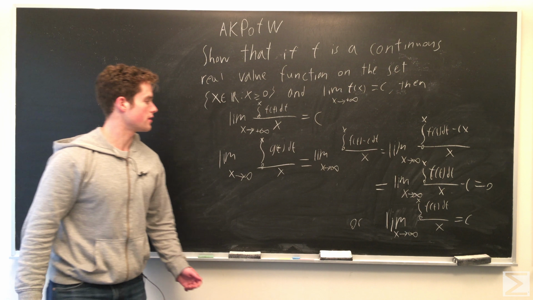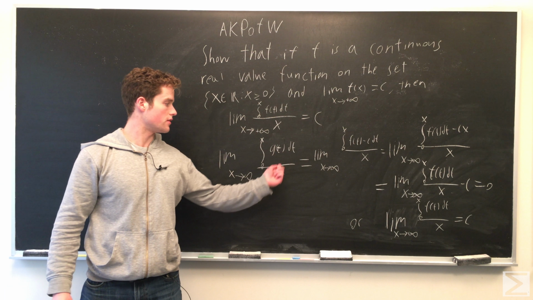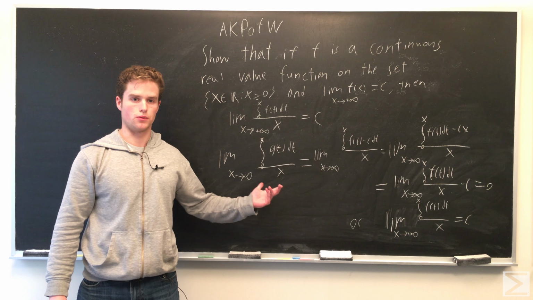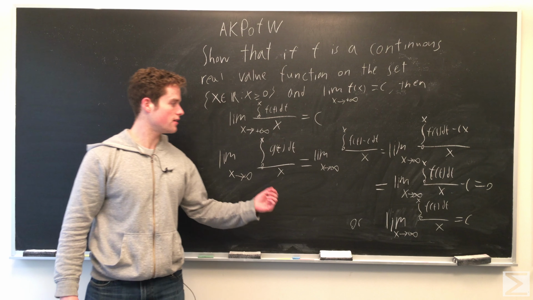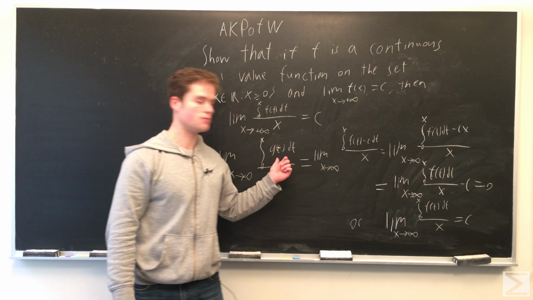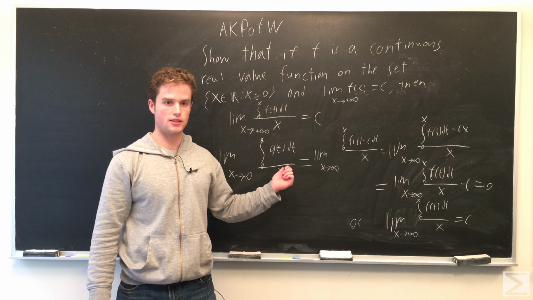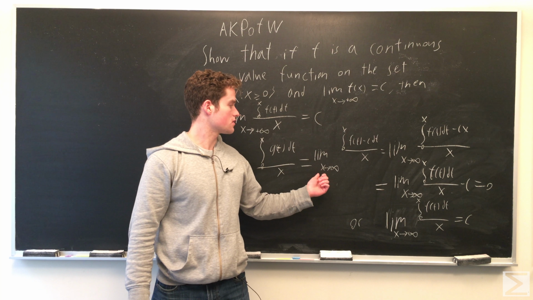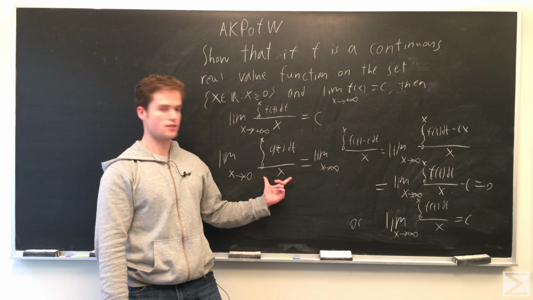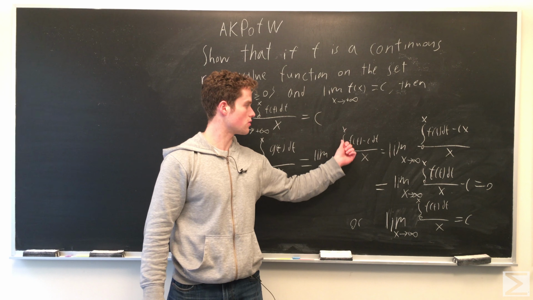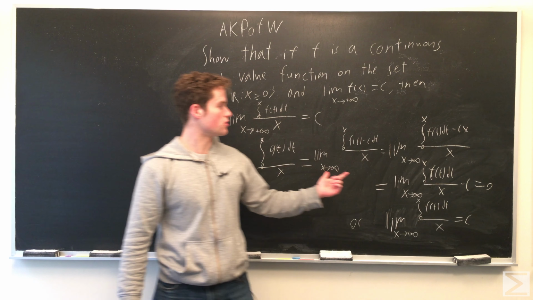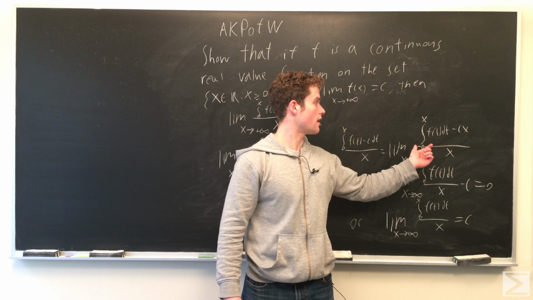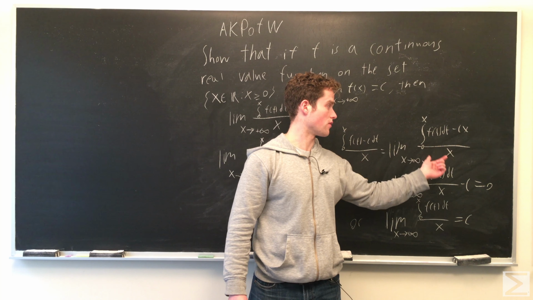So now that we know the integral from 0 to x of g of t dt over x goes as close as we want to 0, or just equals 0, as x goes to infinity, remembering that g of t is just f of t minus c. So the limit as x goes to infinity of this is equal to the limit as x goes to infinity of the integral from 0 to x of f of t minus c dt over x, which is equal to the integral from 0 to x of f of t dt minus c times x, over x.